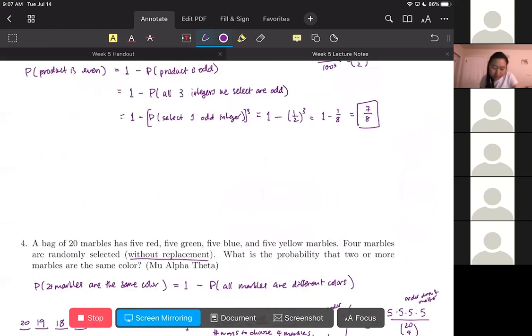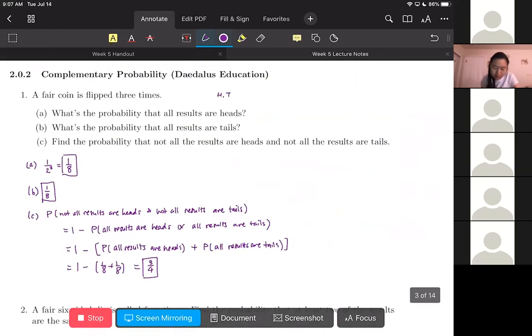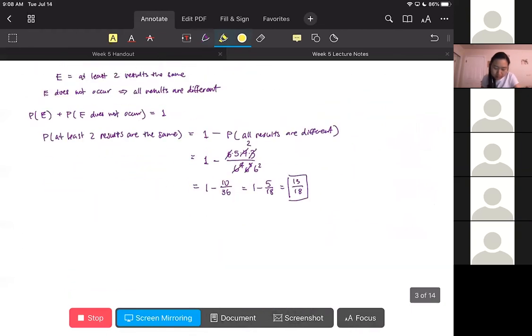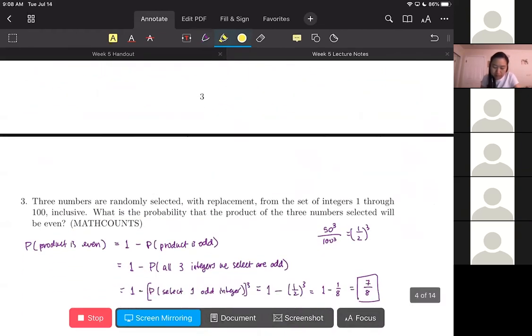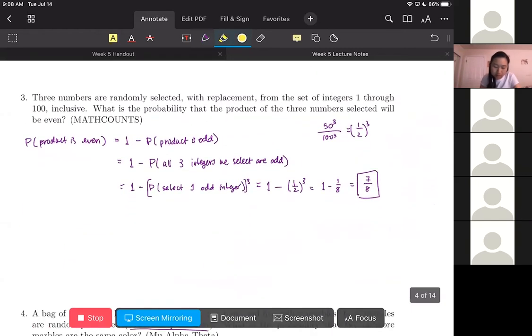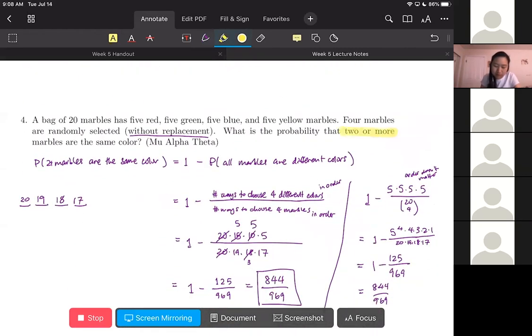And so if we revisit some of these problems, we see in this one it says at least 2 of the results are the same, and this one says 2 or more are the same. That's a hint that you might want to use complementary probability. Of course, it's not going to be exact. It's not like every time you see that, that's going to be the answer, and every time you don't see that, you don't want to use it. But it could be something to think about.